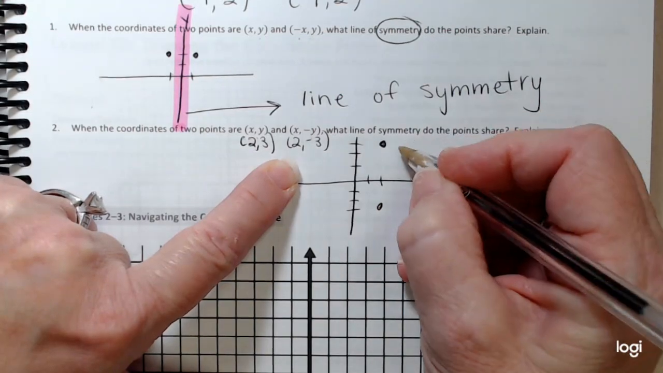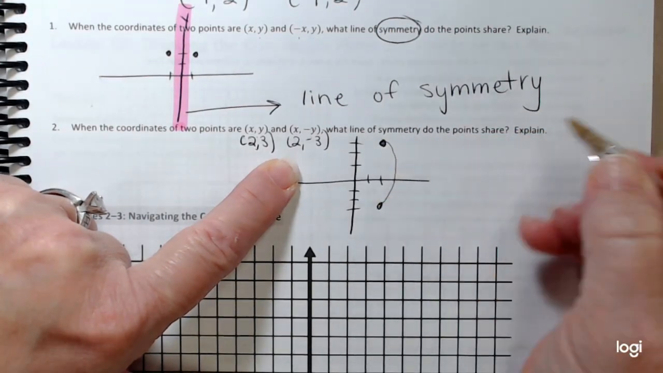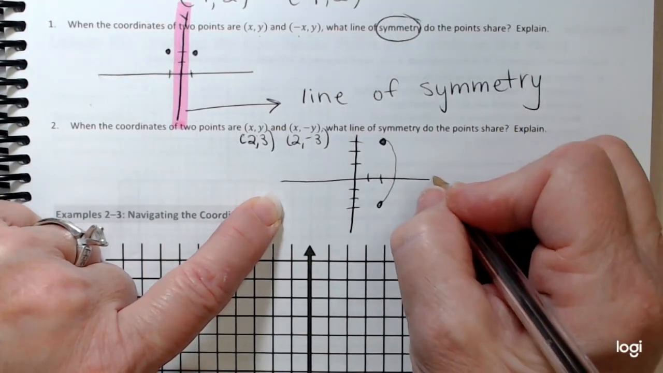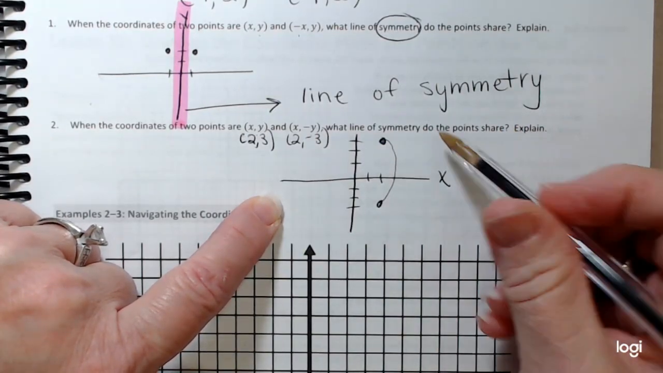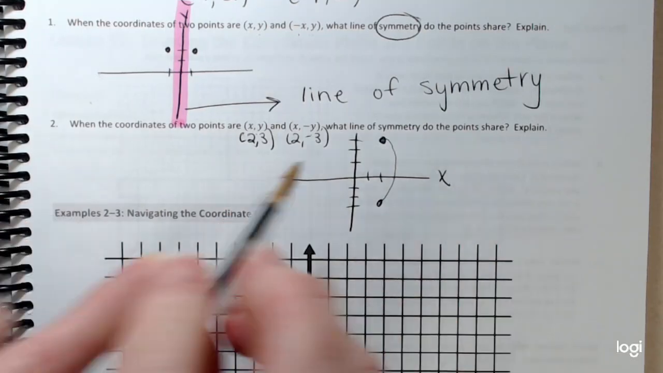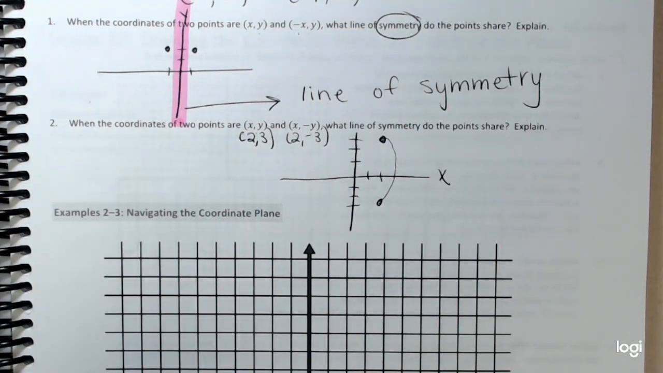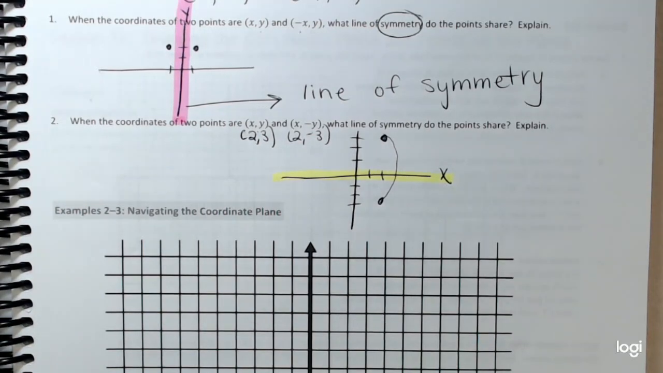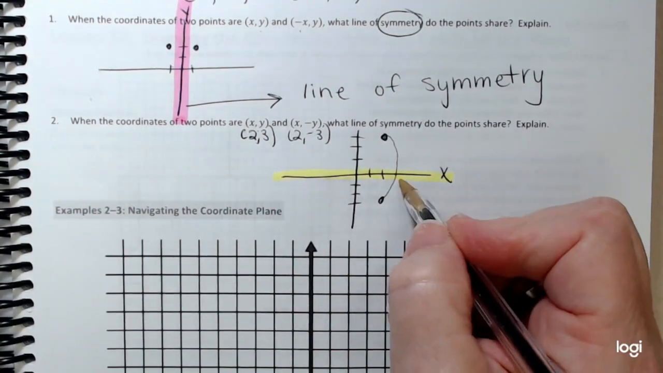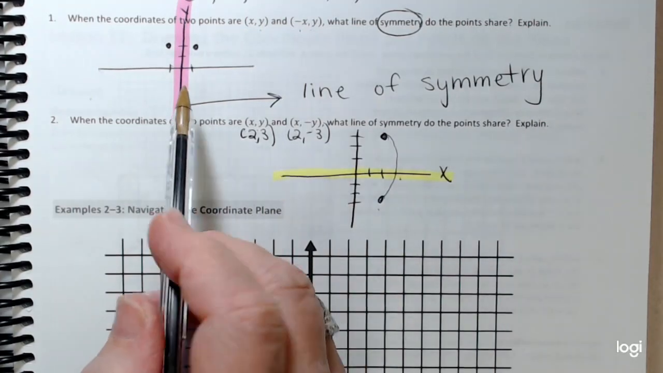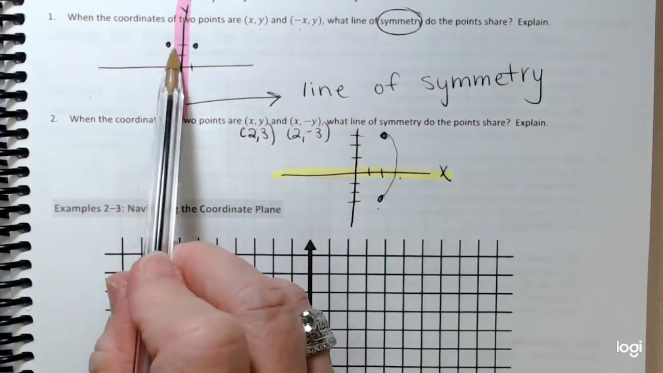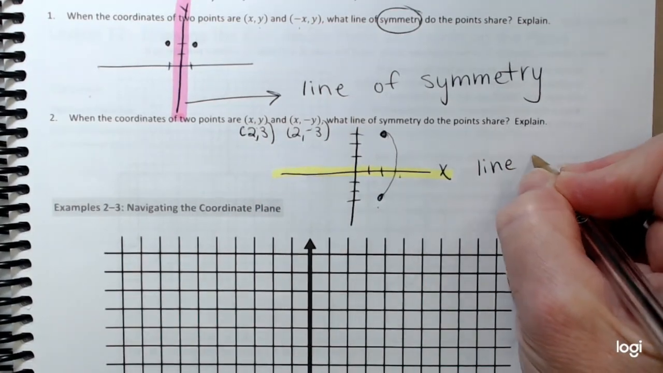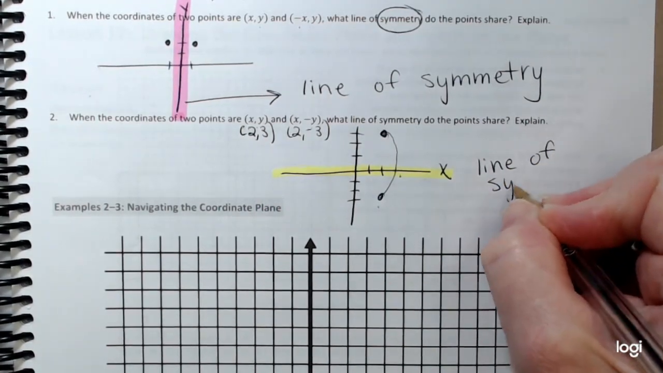So if you notice, what axis did we reflect over? We reflected over the x-axis. So because we reflected over the x-axis, this right here is our line of symmetry. Okay, it's kind of in the middle of our 2 points, just like up here. Our line of symmetry was in the middle between 2 points. Let's label this one more time, line of symmetry.